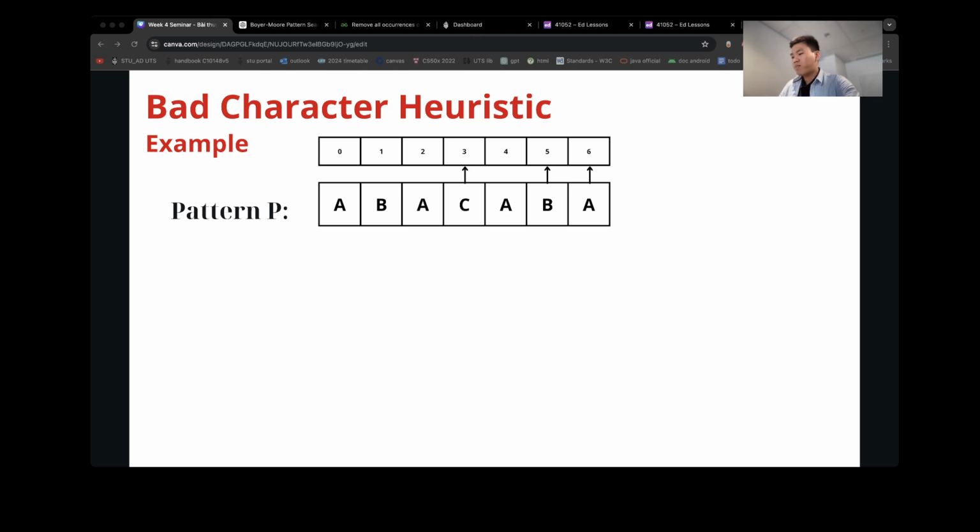Okay, so let's take an example of a pattern. The pattern includes three distinct characters, A, B, and C, and the rightmost occurrence of each character in the pattern is as you can see here. A appears in the rightmost position at index 6, B at 5, and similarly for C at 3.